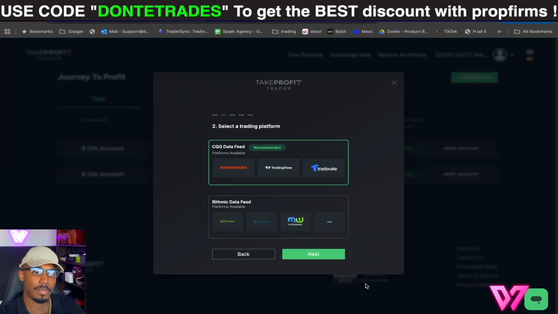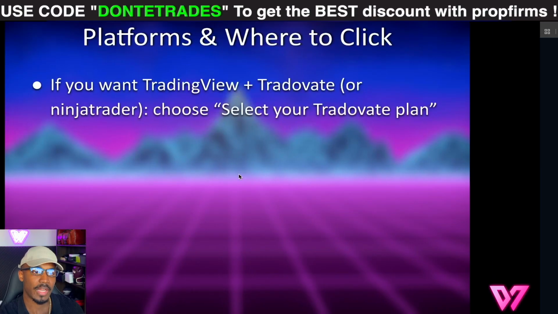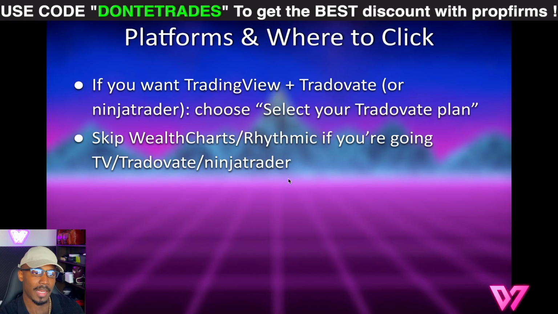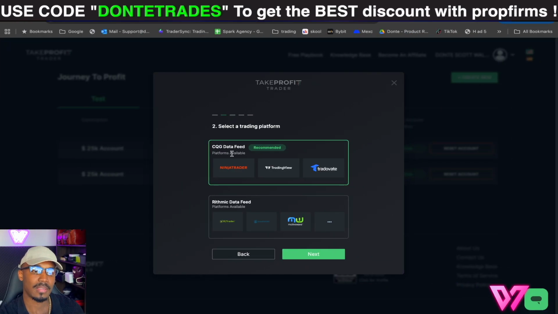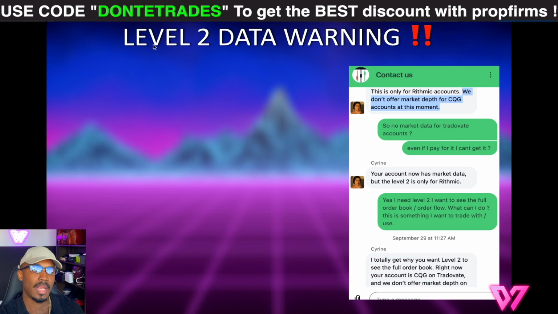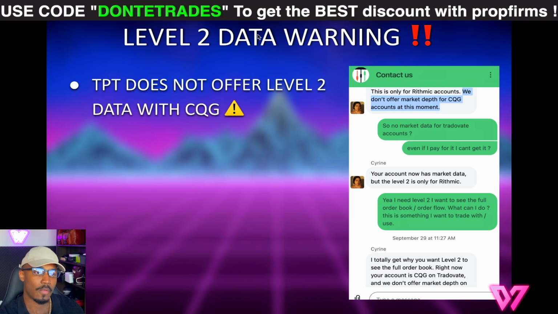For most people, if you want to trade with TradingView, NinjaTrader, or Tradovate, you're going to obviously select this plan. And if you want Rithmic charts or Wealth Charts or whatever have you, then you select the other plan. But there are some caveats when it comes to this CQG account, which most people are going to pick, and which is the level 2 data warning. TPT does not offer level 2 data with CQG.